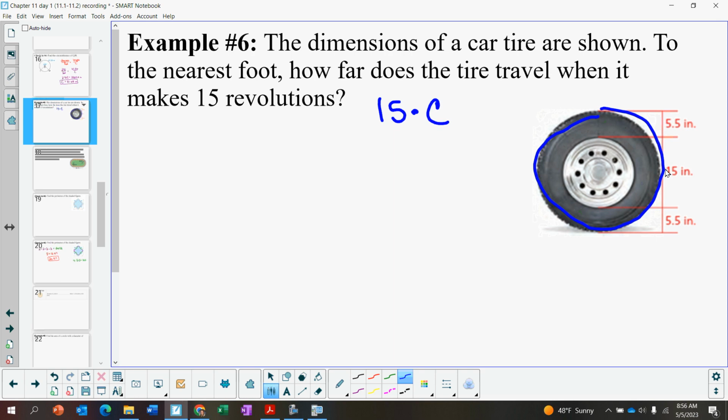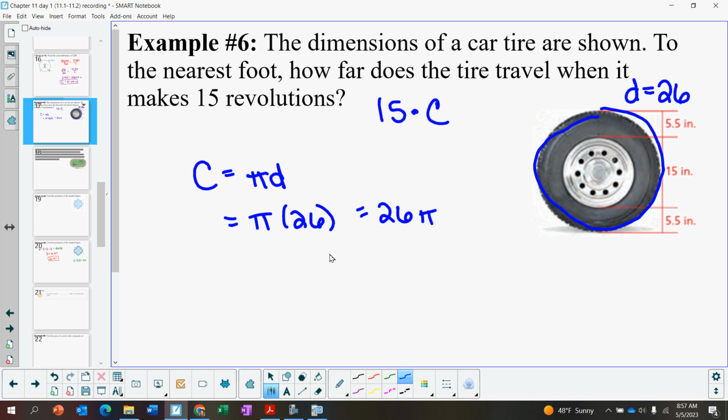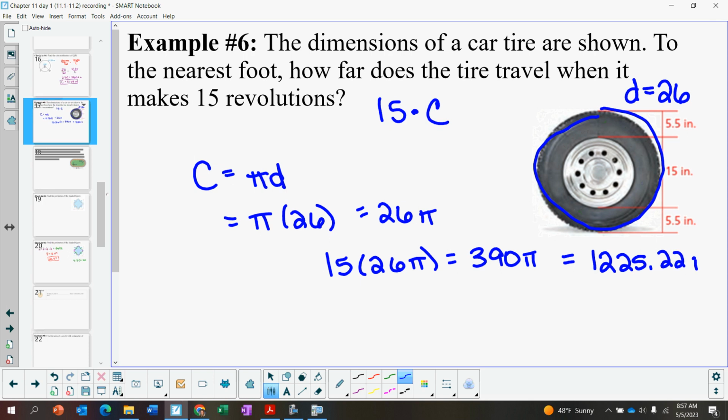We know that the diameter is made up of all these pieces, the 5.5, the 15, and the 5.5. So I have a diameter of 26. So if the circumference is pi times d, and I have pi times 26. I'm actually going to leave this as 26 pi for a second because I know I'm going to multiply this by 15. So I get 390 pi, which on the calculator tells me it's 1,225.22 inches.